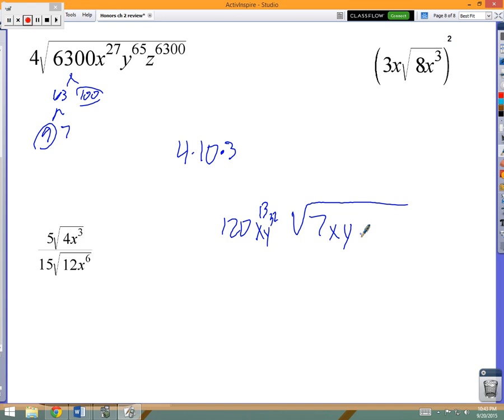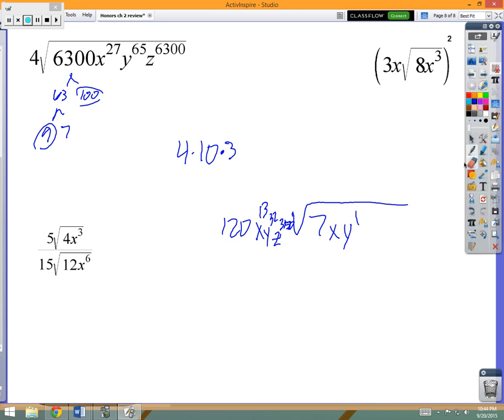And then Z's, if I got 6,300, there's a lot of Z's. How many pairs? Just cut it in half. So that's 3,150. And that guy, oh no, they all come out. All of the Z's come out, so no more Z's left in. And that's it. That is your answer.